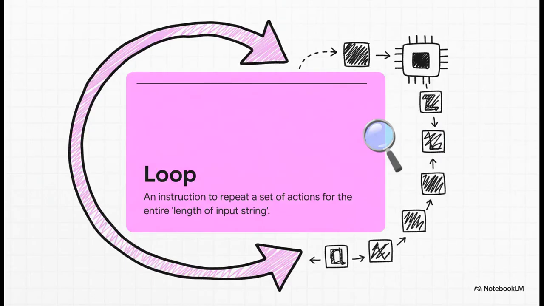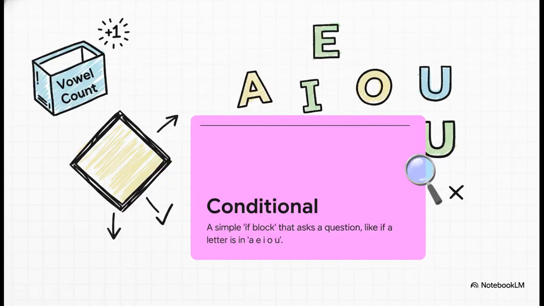But wait, how do we get the computer to check every single letter? We don't want to write the same instruction over and over again. That's where a loop comes in. A loop is like a tireless little robot that just repeats our instructions for each and every letter in the word, one by one, without ever getting bored. And finally, the third tool we need is a conditional. This is the brains of the whole operation. It's a simple if-then question that lets the computer make a choice. We'll tell it, if the letter you're looking at is a vowel, then add 1 to our counter.